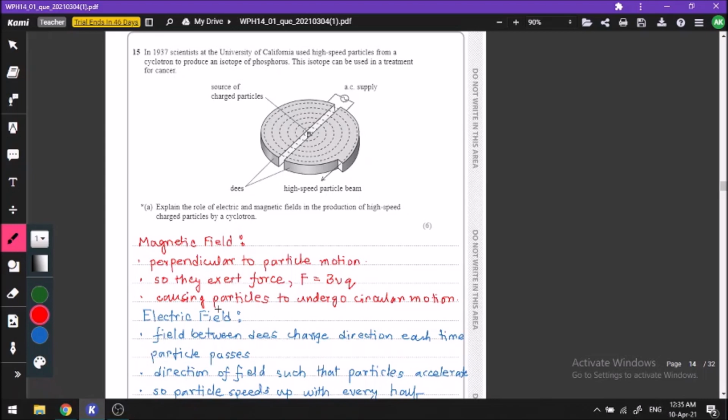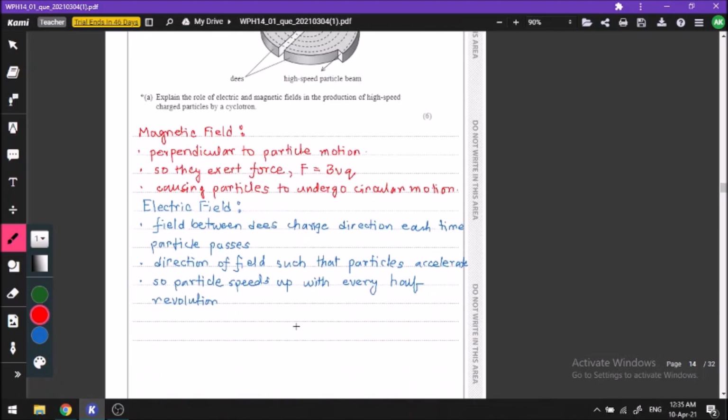Let us move on to number 15. In 1937, scientists at the University of California used high-speed particles from a cyclotron to produce isotopes of phosphorus. The isotope can be used in a treatment for cancer. Explain the role of the electric and magnetic fields in the production of high-speed charged particles by cyclotron. So basically they're asking us how the cyclotron produces high-speed particles. Particularly they're asking us how the magnetic field and the electric fields help in producing those fast particles. Okay. So these sort of questions, as you can see here, the star mark here.